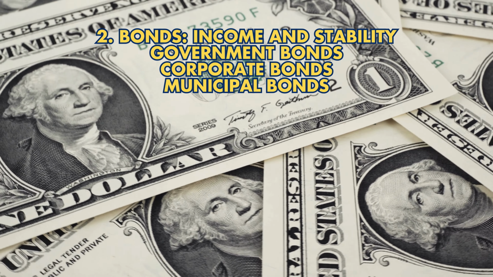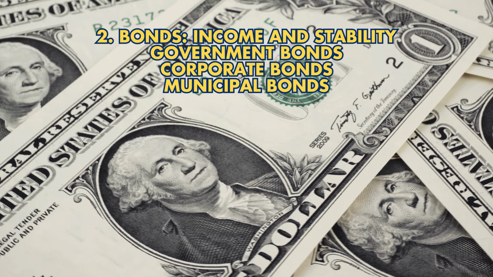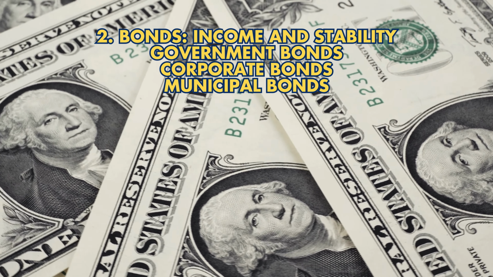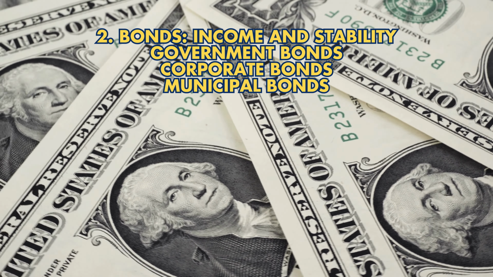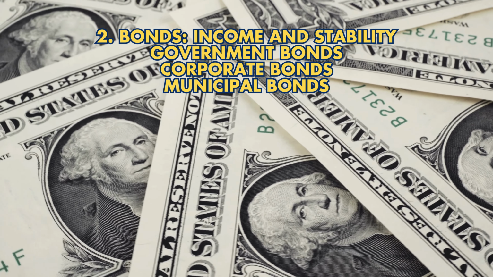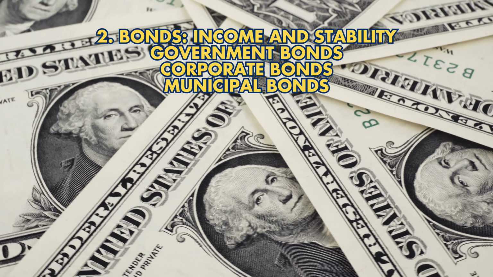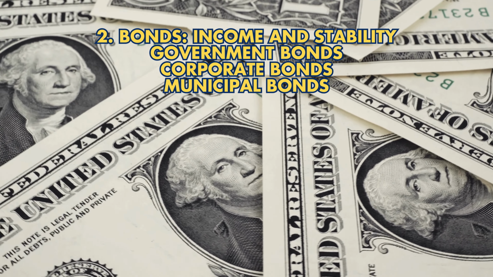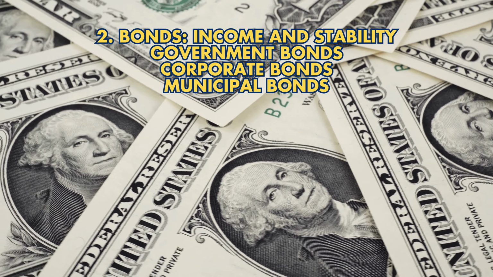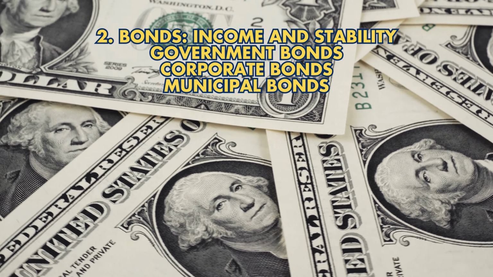2. Bonds, income and stability. Bonds provide steady income and reduce overall portfolio risk. Government bonds like U.S. Treasuries are low risk but offer modest returns. Corporate bonds offer better returns but may be riskier depending on the issuer. Municipal bonds can offer tax-free income for certain investors. Bonds act as a cushion when stock markets fall.